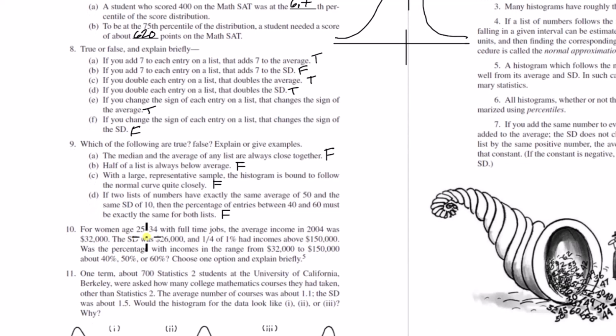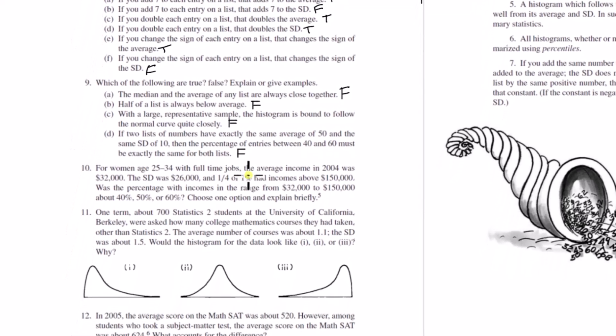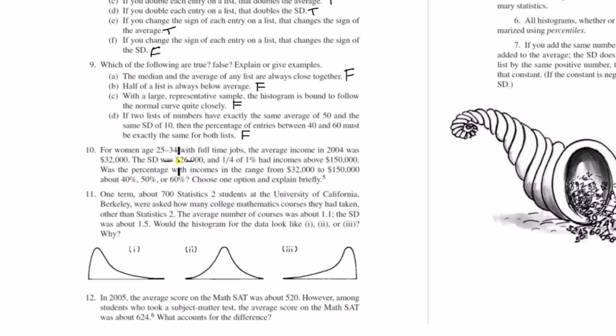For women aged 25 to 34 with full-time jobs, the average income in 2004 was $32,000. The standard deviation was $26,000, and 0.25% had incomes above $150,000. Was the percentage with incomes in the range from $32,000 to $150,000 about 40%, 50%, or 60%? Choose one option and explain briefly.